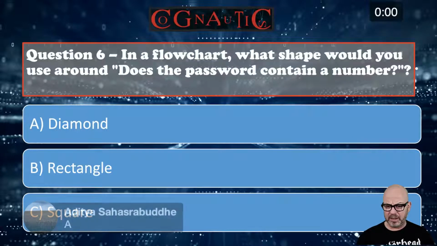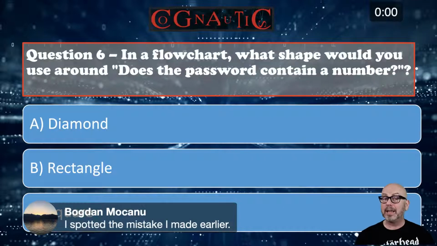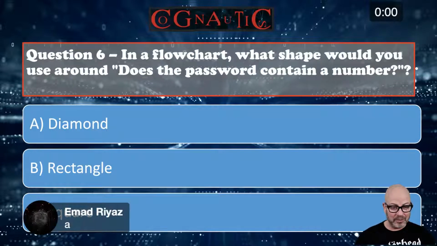Oh, I see you went straight in with A. And you, dear boy, are absolutely spot on. Let's give you a little ding. The answer, I spotted the mistake I made earlier. Okay, I take it back. Hey, listen, I've got the answers here, Bogdan. It's dead easy, to be fair. Everyone can be a smarty pants when they're pressing the buttons. You've got Emad who's got an A as well. So guys, you're all ding, ding, ding. You are spot on.